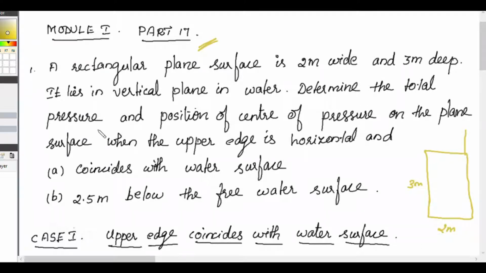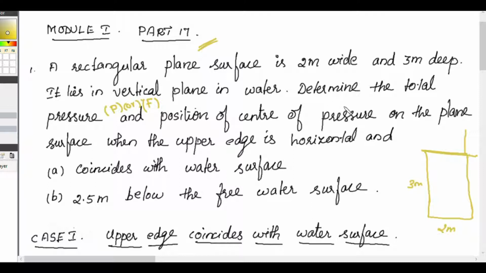Determine the total pressure and position of center of pressure on the plane surface when the upper edge is horizontal. So this is our upper edge, and the upper edge is horizontal. We need to find what is the total pressure. We will represent it by P or F, that is the total pressure or total force acting on the surface.